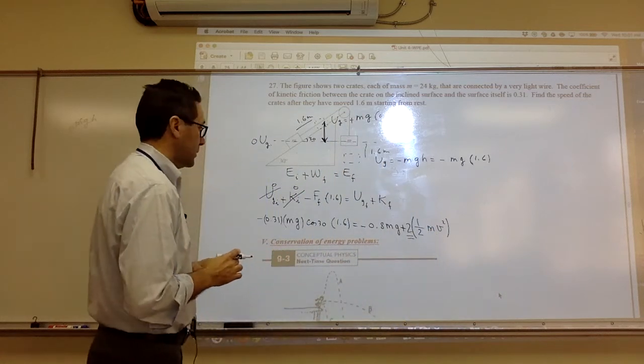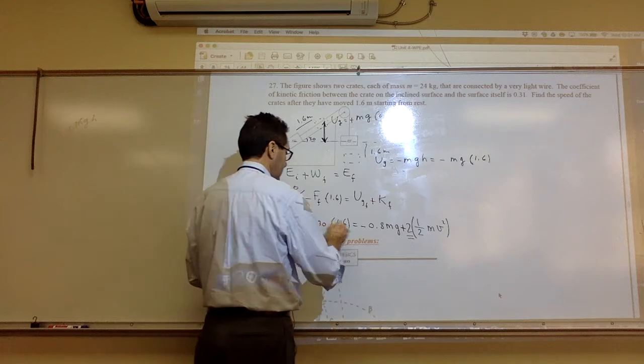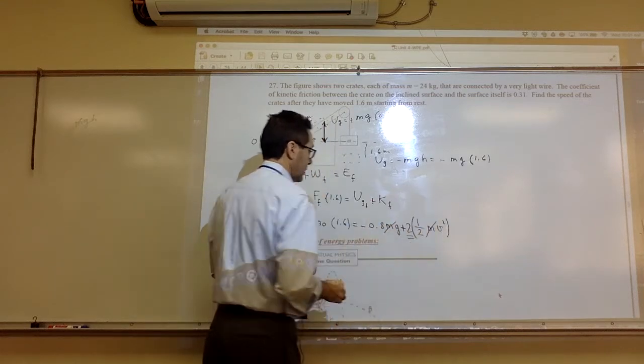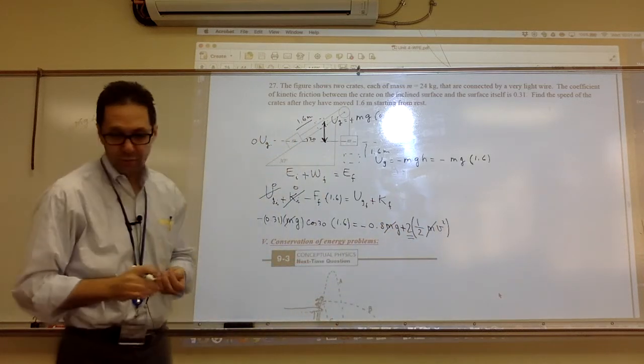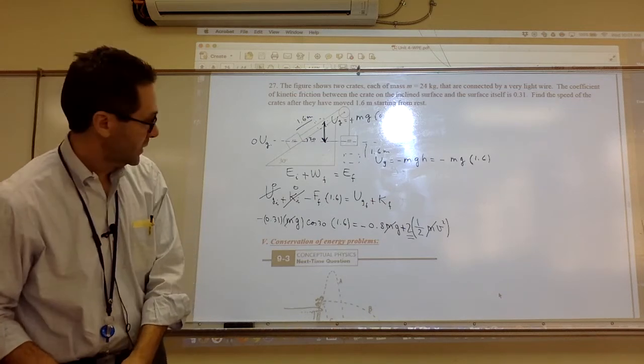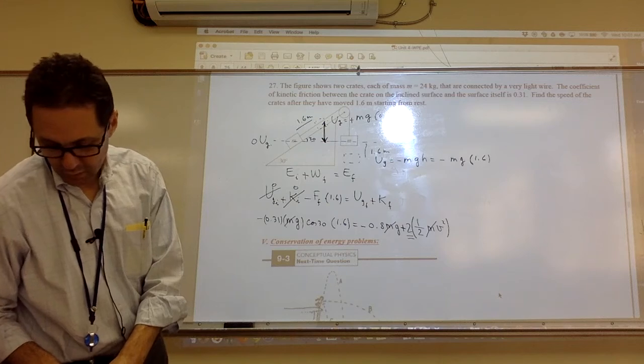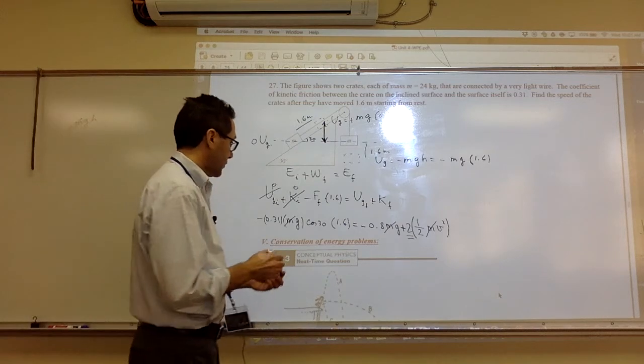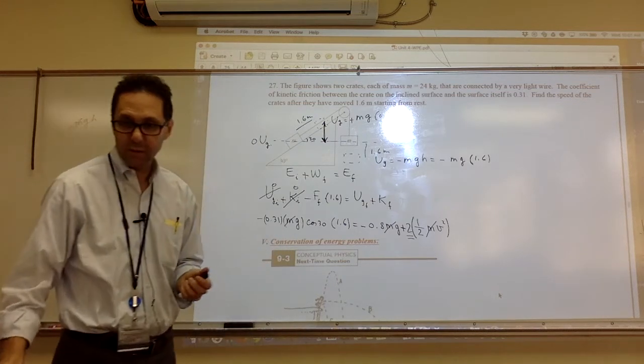We have to see that. So I think we can get rid of the masses, right? And if we do the math here, what should we get? We should get 1.92 for the velocity, 1.92 meters per second.